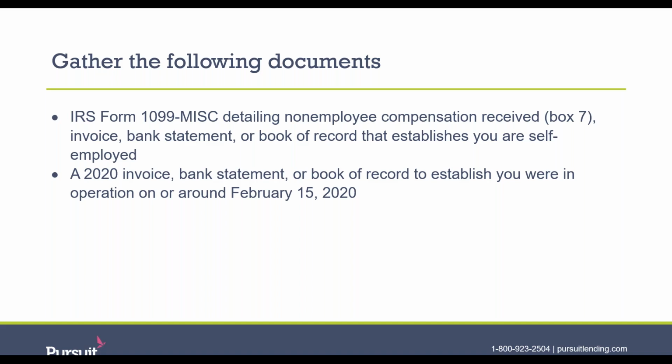In addition to the Schedule C, we also need a few other documents. We will need IRS Form 1099-MISC detailing non-employee compensation received. This is in box 7. This is if you are what is called a 1099 employee, where you are receiving contractor payments from another business or employer. If you don't have this, a bank statement or book of record that establishes you as a self-employed individual, showing that you're generating revenue from the business to support the Schedule C document that you have provided.